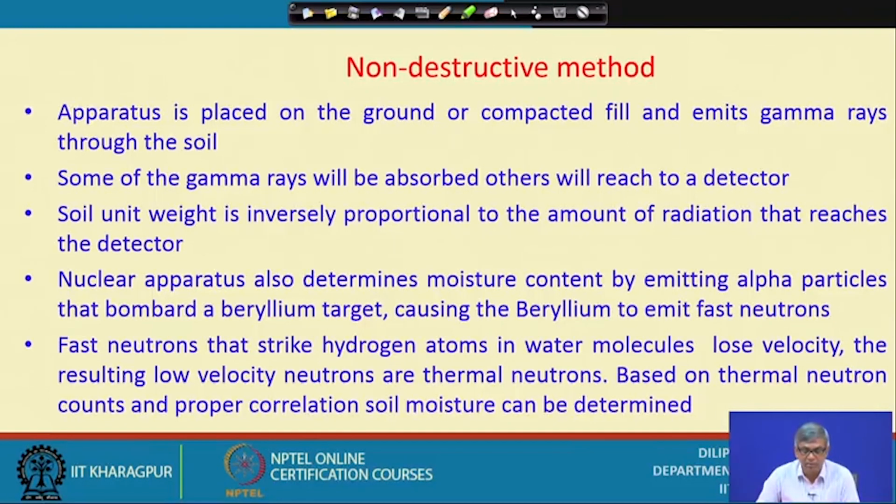The nuclear apparatus also determines moisture content by emitting alpha particles that bombard a beryllium target, causing the beryllium to emit fast neutrons, and fast neutrons that strike hydrogen atoms in water molecules lose velocity. The resulting low velocity neutrons are thermal neutrons. Based on the thermal neutron counts and proper correlation, soil moisture can also be determined. So, this is the equipment we can use directly nowadays, and time to time we have to calibrate it, whether it is working correctly or not.